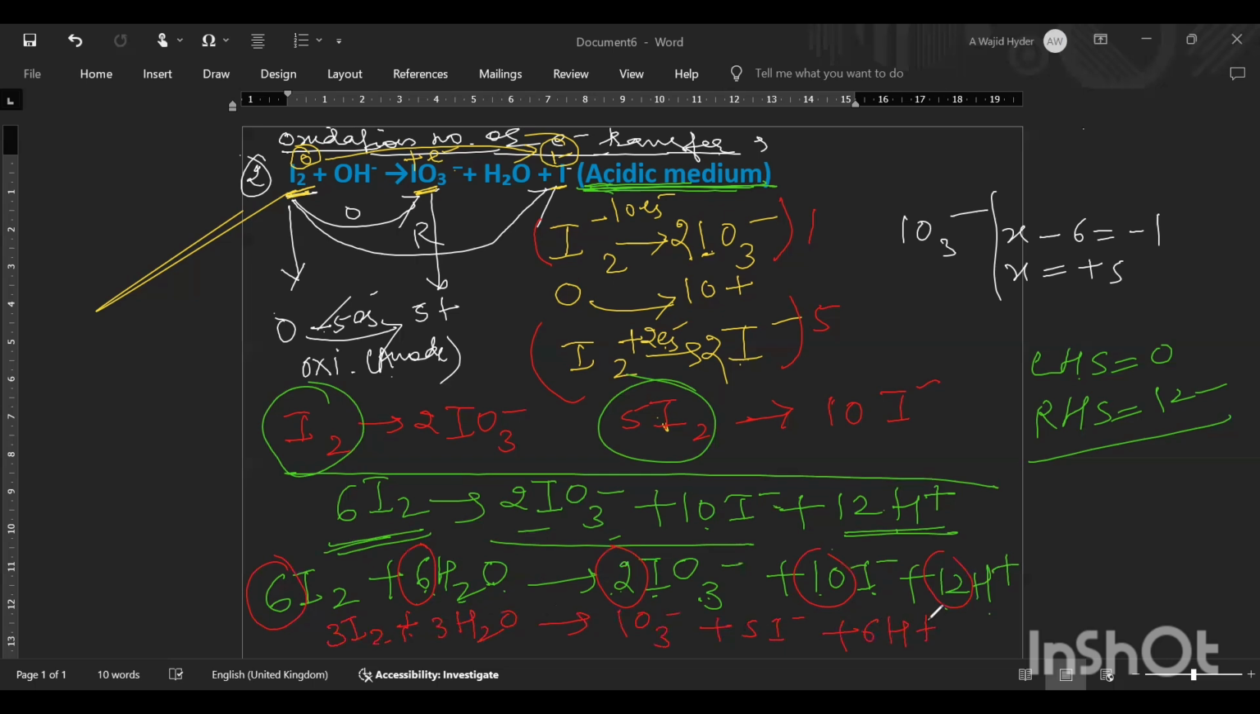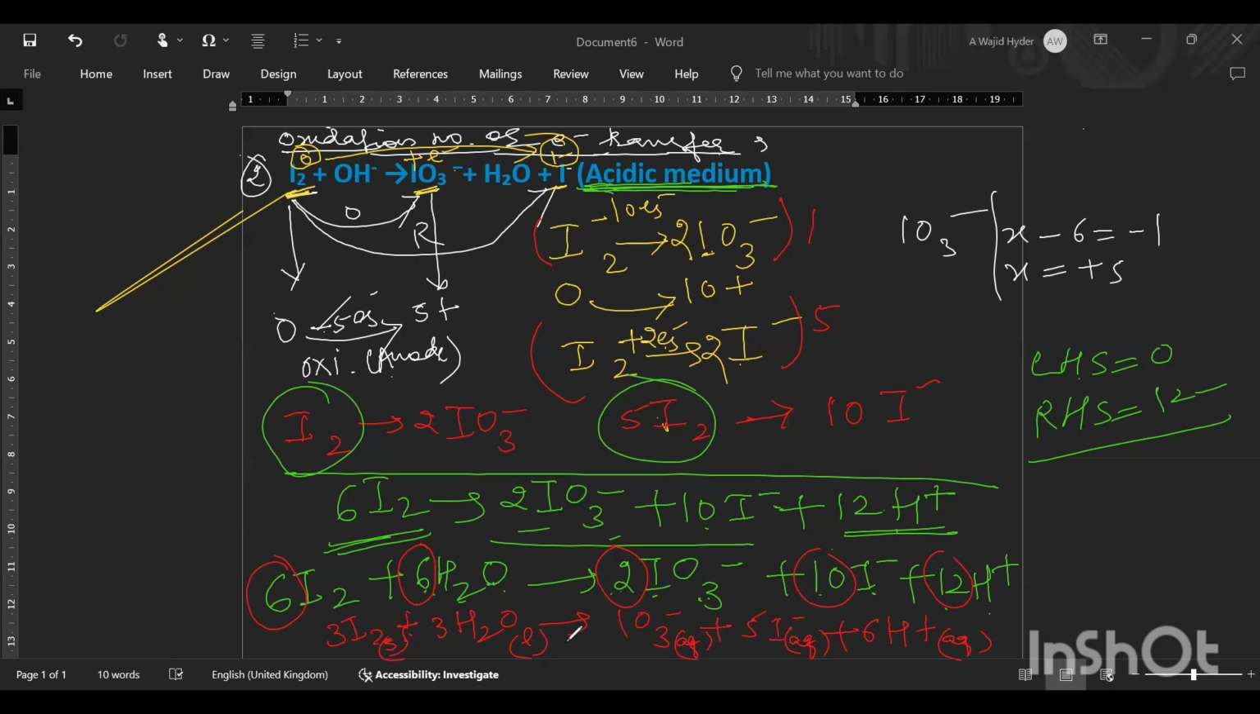Now see, as I already told you, these are in ionic form, so you will mention aqueous. Iodine, you know, is solid and water is liquid. So you should mention the physical state of reactants as well as products too. So this is disproportionation reaction balancing in acidic medium.